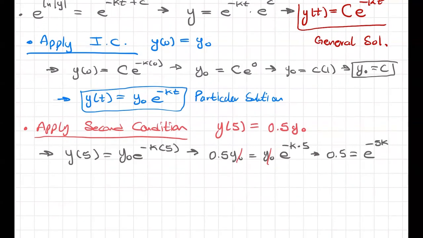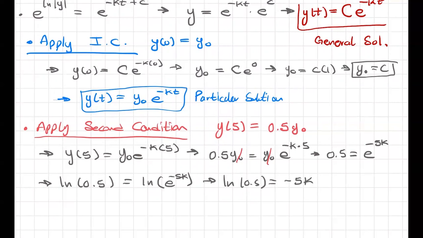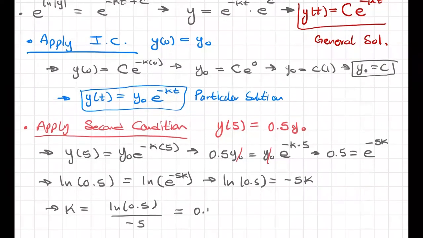So basically we're solving for k. In order to bring that k down, we take the natural log on both sides. So natural log of 0.5 equals natural log of e to the negative 5k. So natural log of 0.5 equals negative 5k. In order to get k, it's equal to natural log of 0.5 over negative 5. And once we solve that, this is equal to 0.1386.